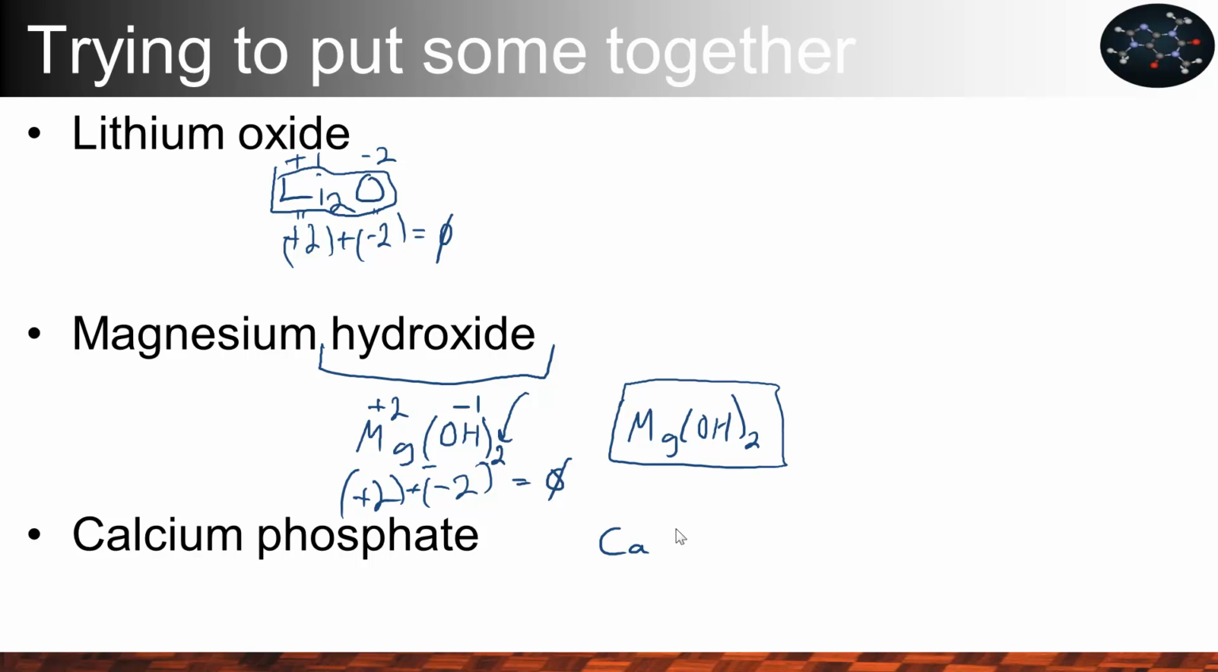Calcium, Ca, phosphate, PO4, another polyatomic anion. Calcium is +2, phosphate is -3. So to get this to work out, we kind of go back and forth a little bit. We find out we need 3 calciums and 2 phosphates. Why?